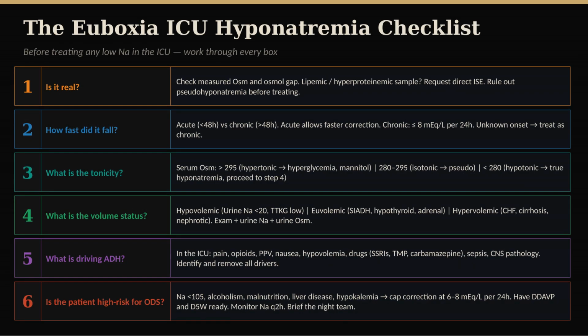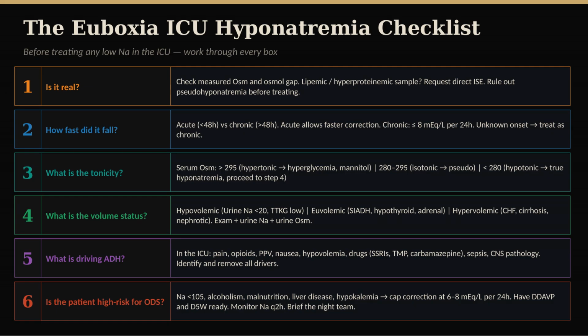Here's the checklist. 6 boxes. Work through every one before you treat any low sodium in the ICU. Box 1. Is it real? Check the measured osmolality and the osmolal gap, and if the sample's lipemic or the patient's loaded with protein, get a direct electrode. Rule out the illusion before you act.